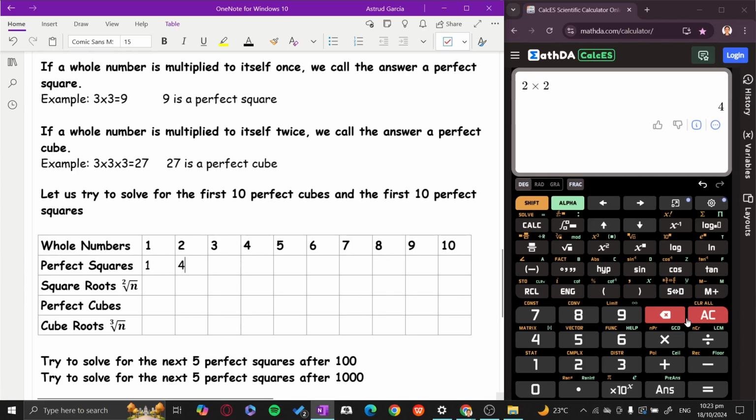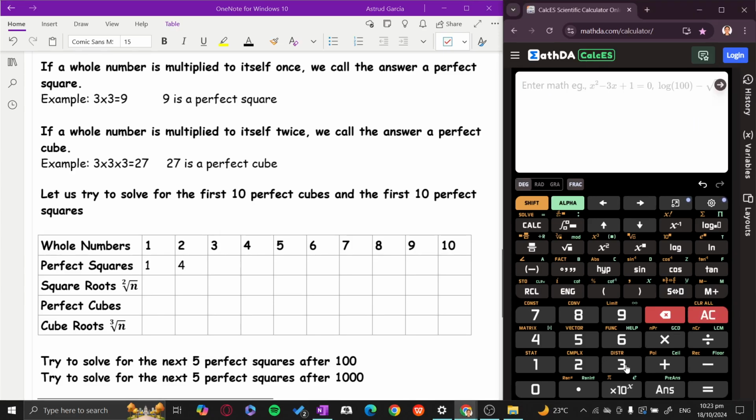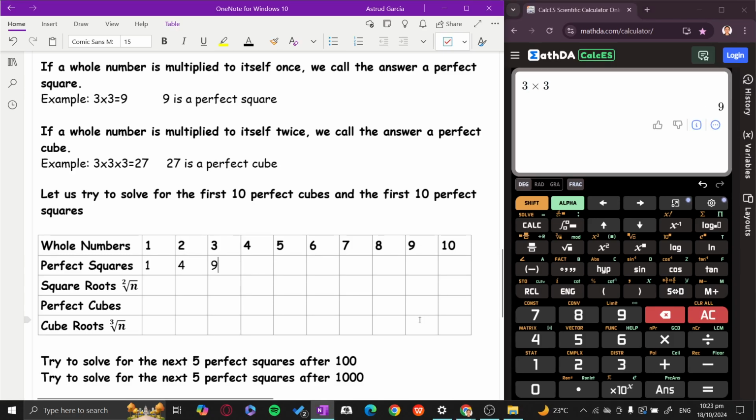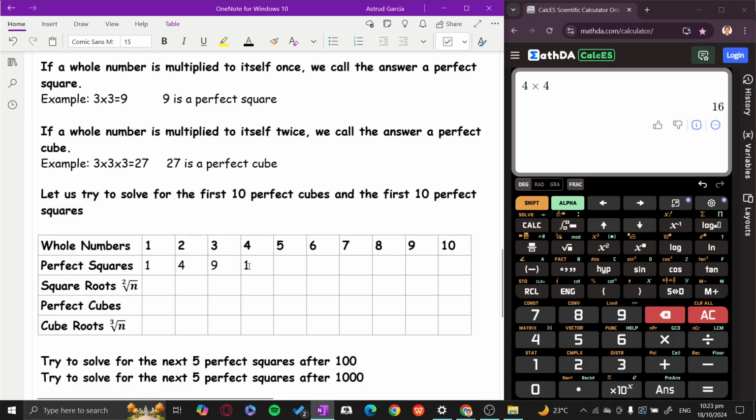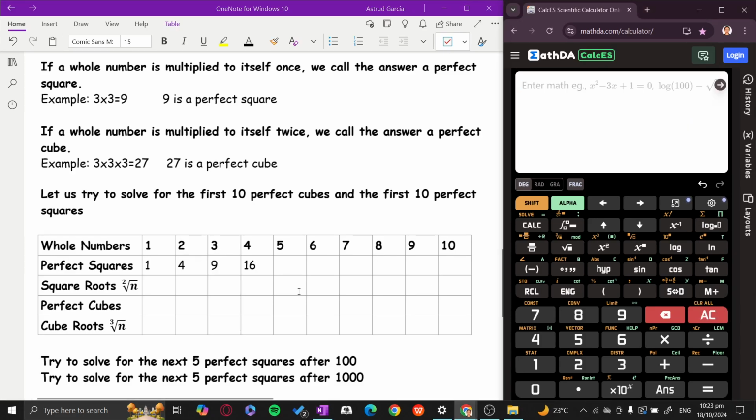What about 3? To get the perfect square of 3, we multiply 3 times 3. That's equal to 9. What about 4? 4 times 4 is 16. So 16 is the perfect square of 4. And let's try to do the same with the whole numbers 5 to 10.